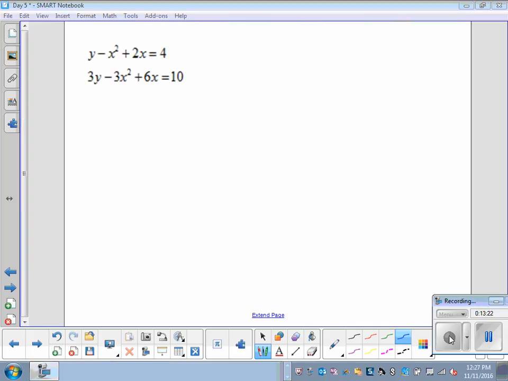Okay, so let's do this one together. y minus x squared plus 2x equals 4. And then 3y minus 3x squared plus 6x equals 10. Same method, substitution. So what do you think we should isolate and from which equation? You could either do y or x. Y or x? Which one is easier?